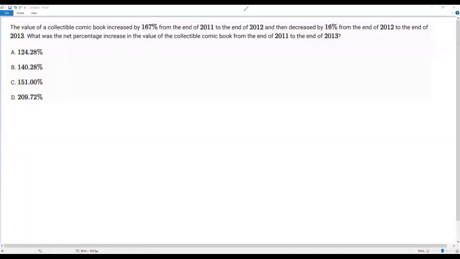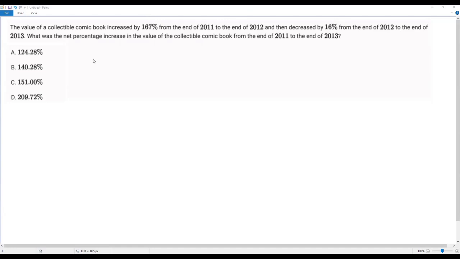Here we have a SAT math problem. Okay, let's go to the question. The value of a collectible comic book increased by 167% from the end of 2011 to the end of 2012, and then decreased by 16% from the end of 2012 to the end of 2013. What was the net percentage increase in the value of the collectible comic book from the end of 2011 to the end of 2013?